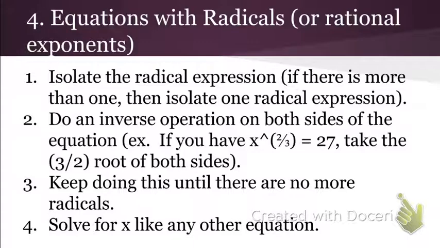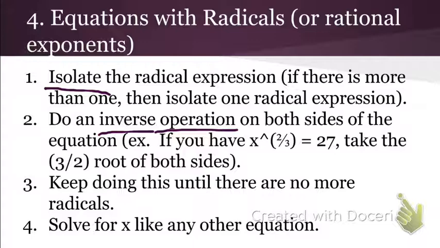Alright, next, equations with radicals or rational exponents. So the trick is we want to isolate the radical expression or the rational exponent expression. Then once we get that part alone, we're going to do an inverse operation on both sides. So if you have x squared, we'll take the square root of both sides. If we have the square root of x, we'll square both sides. And keep doing this until there are no more radicals or rational exponents. And then just solve for x.